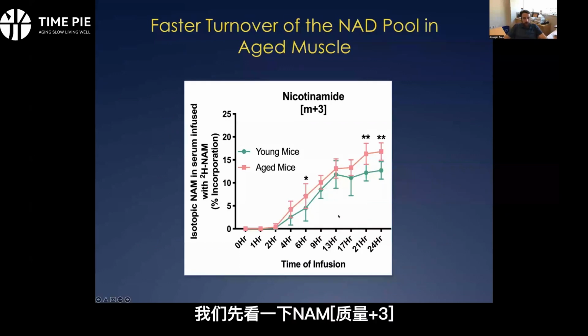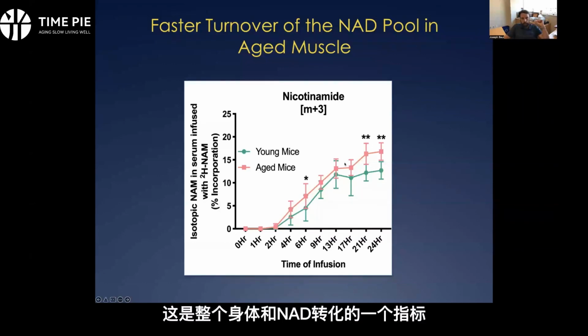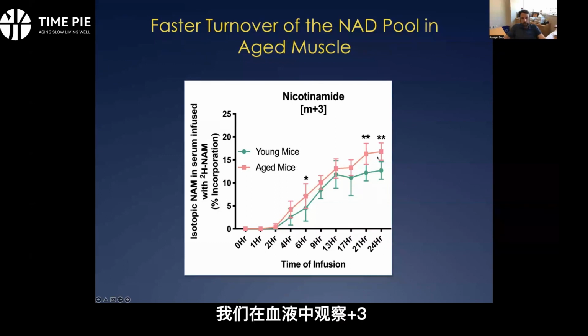And so first of all, the first thing we looked at was nicotinamide mass plus 3. So this is nicotinamide that has been through a cycle of getting converted to NAD. So it lost one of the deuteriums and then was released again. So this is sort of an index of whole body NAD turnover. And we're looking in the blood at plus 3.